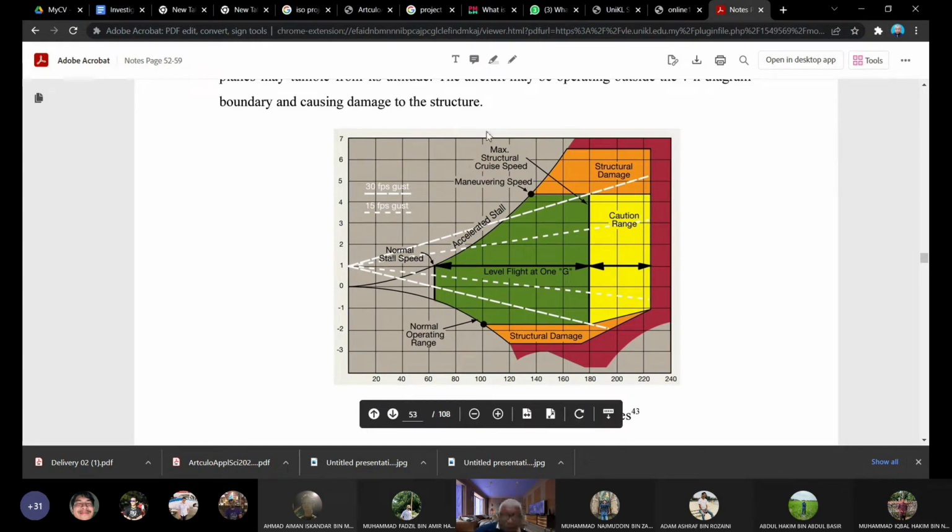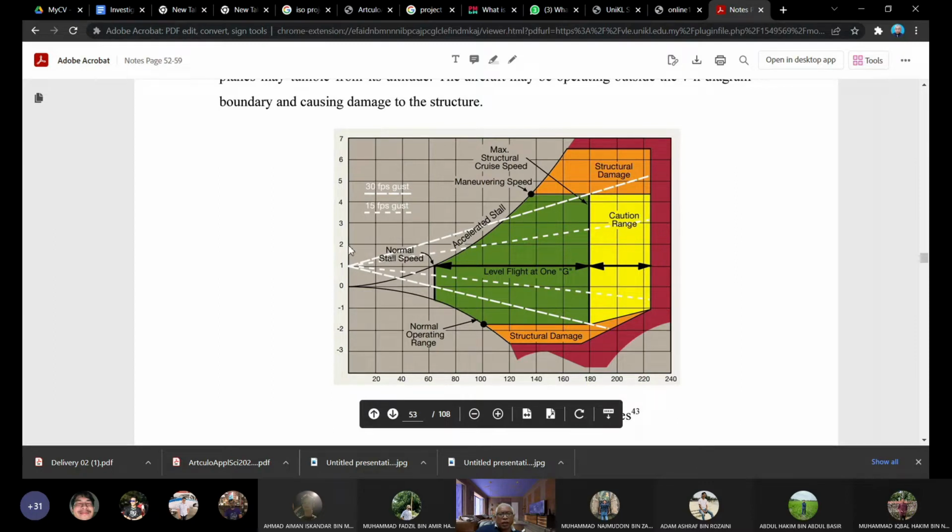So this is the VN diagram. You can see here on the vertical axis, this is the G load on the aircraft structure, and on the horizontal, this is speed. Anything you see in orange and red, if you're operating in that region, for example, pulling 6G at a speed of 200 knots, then the structure will be damaged.